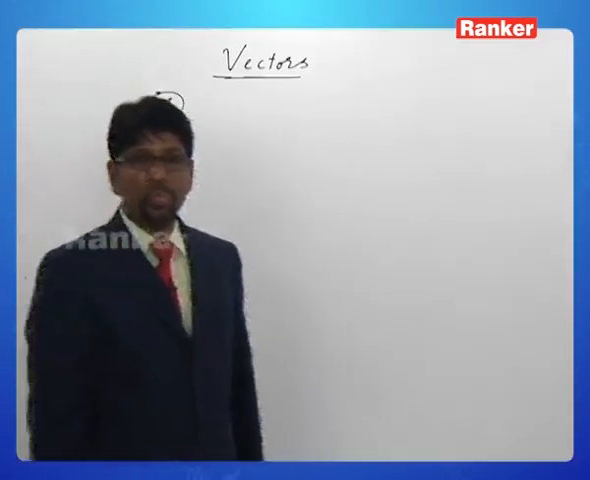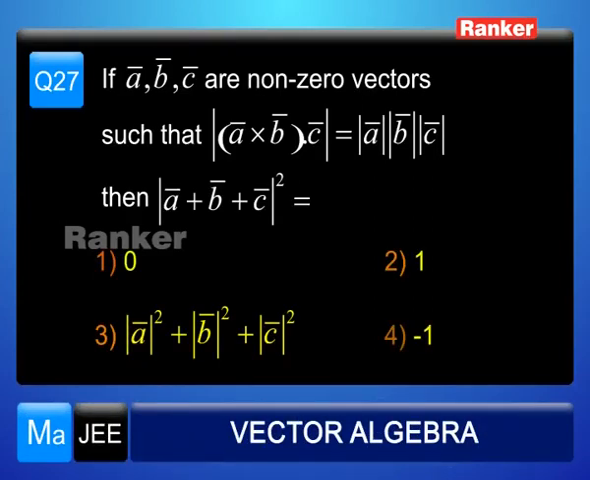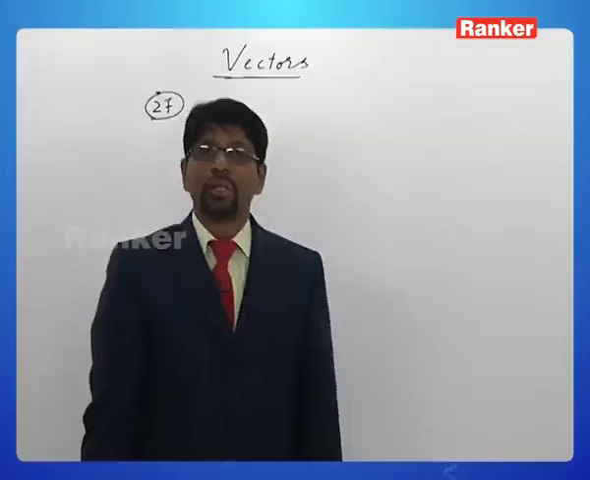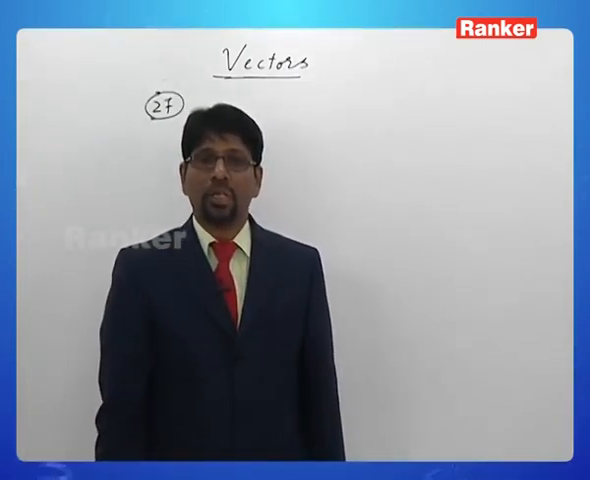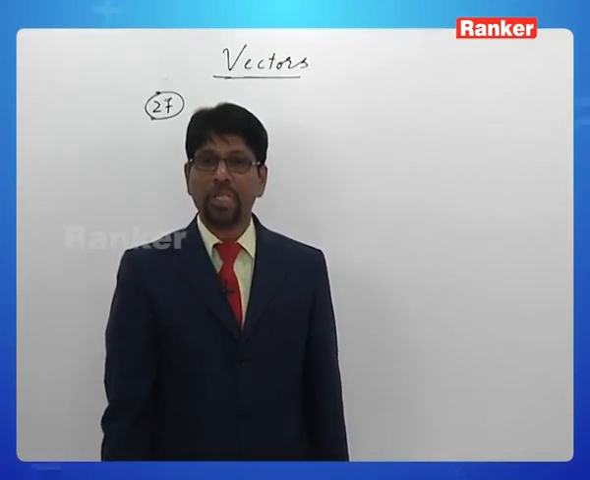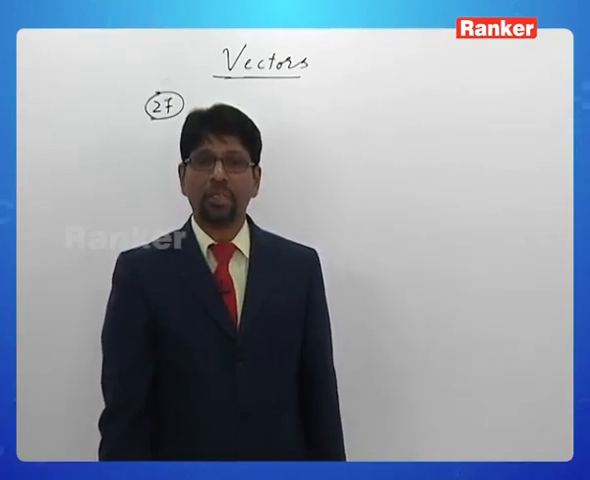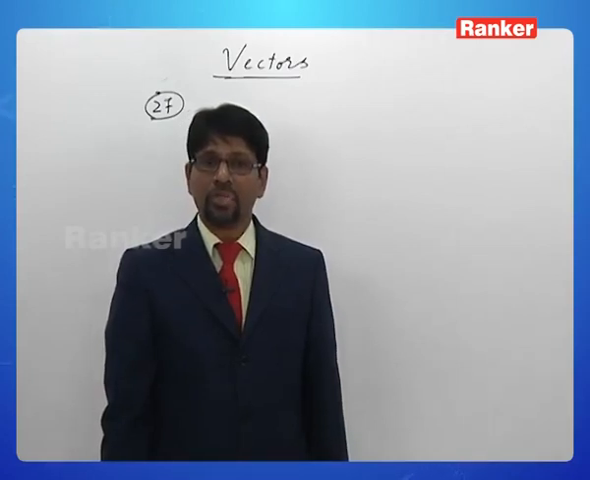Let's move on to the next question, question number 27. If a bar, b bar, c bar are three non-zero vectors such that magnitude of a cross b dot c is equal to magnitude of a into magnitude of b into magnitude of c, then magnitude of a plus b plus c the whole square is equal to, first option 0, second option 1, third option is magnitude of a square plus magnitude of b square plus magnitude of c square, and fourth option is -1. Clearly fourth option cannot be the answer because magnitude square has to be always non-negative. That is ruled out from the very observation.